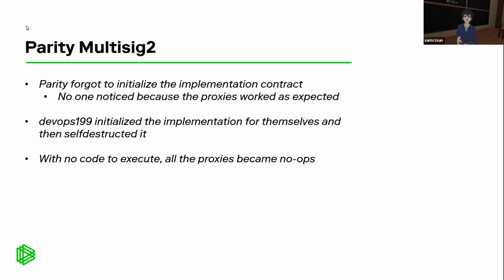Now, what happened was that Parity forgot to initialize the implementation contract, and no one really noticed because the proxies were working fine. They worked perfectly. And DevOps199, in the process of, we'll call it performing security research, decided to initialize the implementation for themselves and then promptly self-destructed it. The self-destruct operation basically deletes all the code of the contract, deletes all the storage, and sends the Ether to a new address. And as you can imagine, with no code to execute, all of the proxies basically became no-ops.